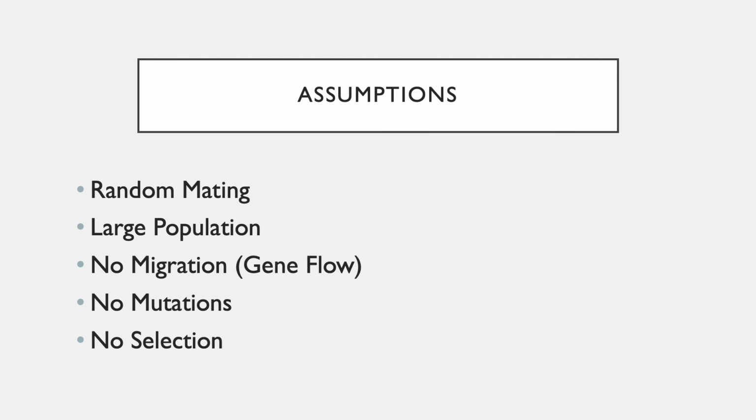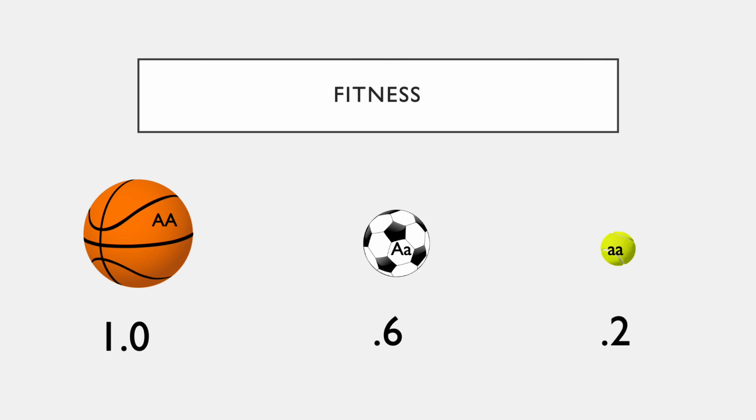Here we will see how fitness will break the no selection assumption for Hardy Weinberg equilibrium. Because of their tiny hands, the preschoolers have a hard time grabbing the basketballs. The medium-sized soccer balls are slightly easier to grab, and the small tennis balls are very easy to grab, giving these hypothetical fitnesses.